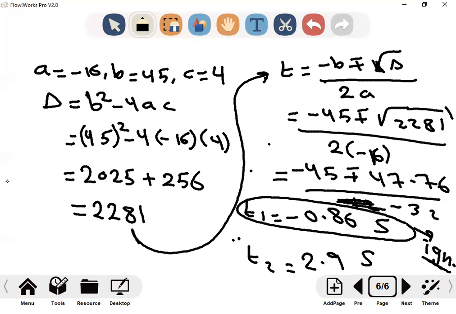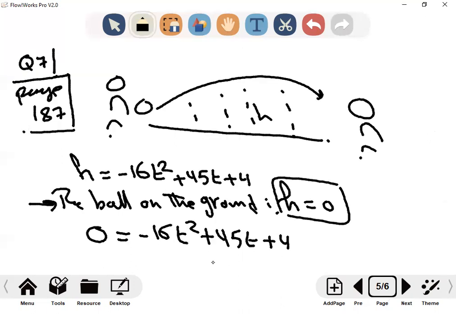So the ball will take 2.9 seconds to go from the first player to hit the ground at the second player. This is rounded, because we rounded the square root, if you remember. So this is not 100% exact. It's close to the exact value, so it's estimated. So the ball will be in the air from the first player to the second player for 2.9 seconds. This is question number 7.